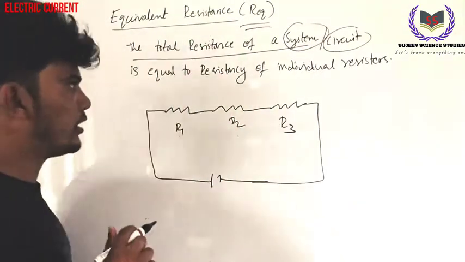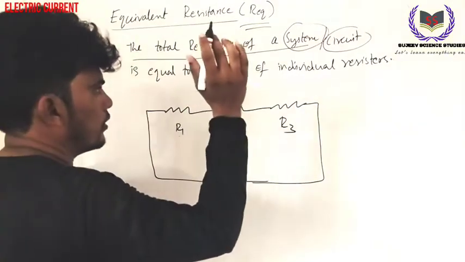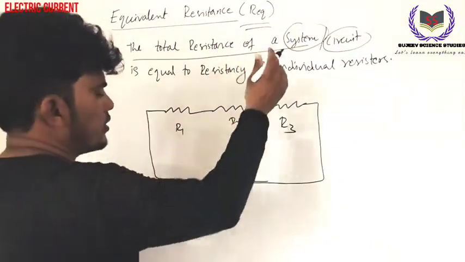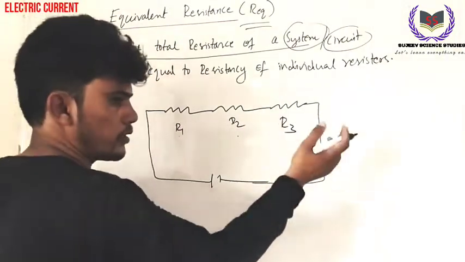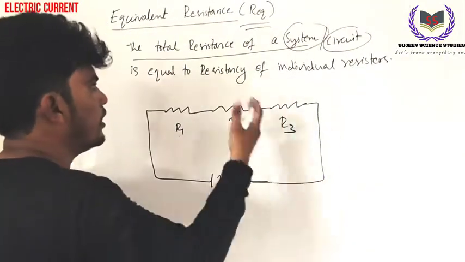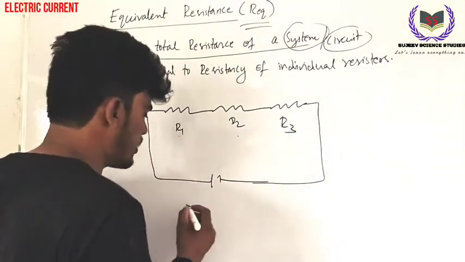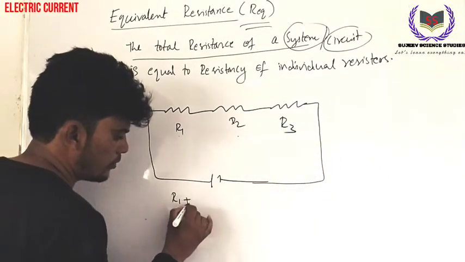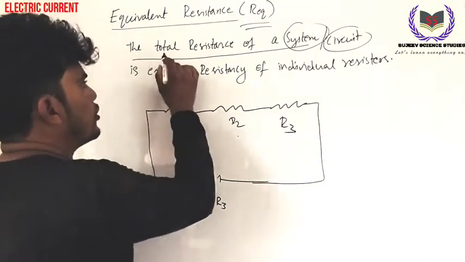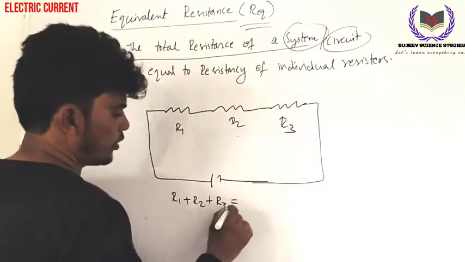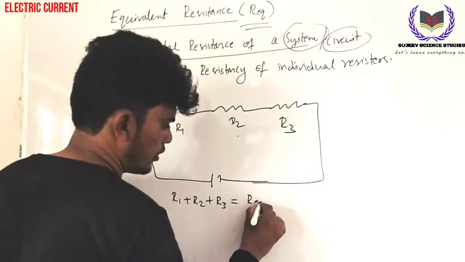From this statement, look here, the total resistance is the sum of the resistors. Sum means total. So what are the resistors here? R1 plus R2 plus R3. So the total of these resistors is the equivalent resistance, R eq.